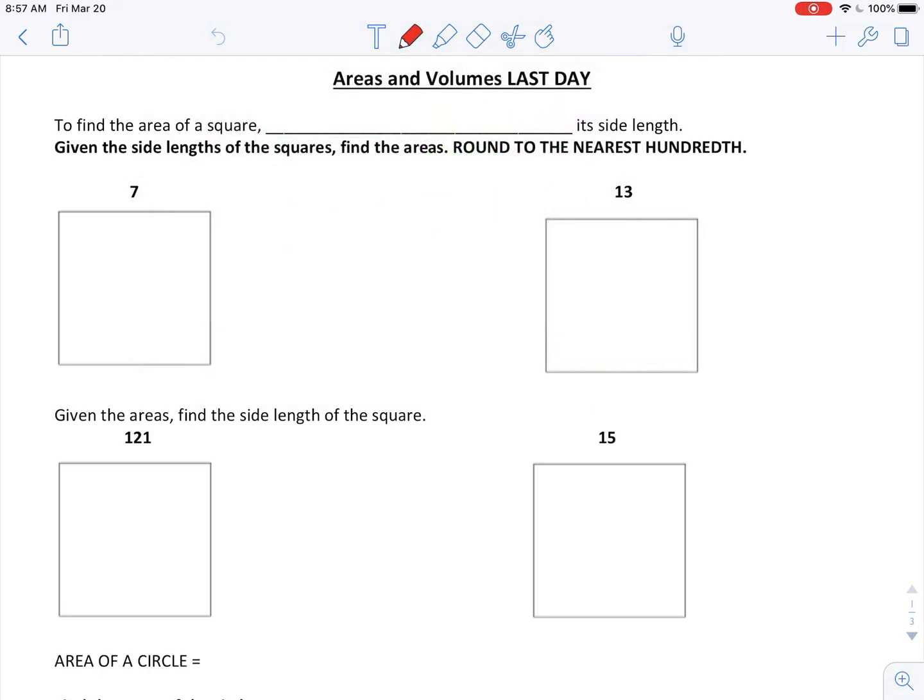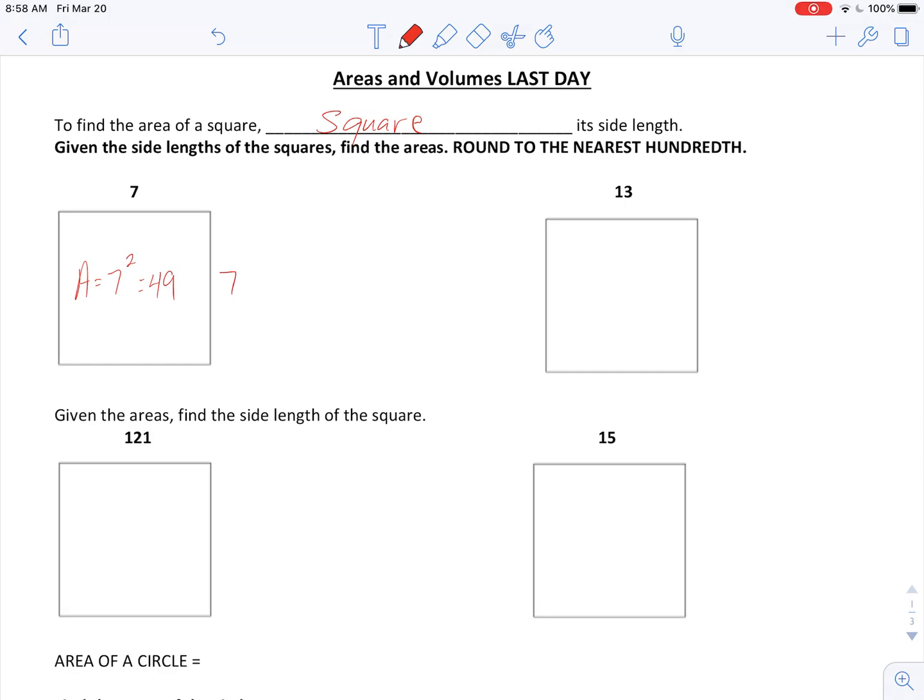Now, we're going to review finding areas and volumes here. So to find the area of a square, remember we take our length times our width. But what do I know about the sides of a square? Well, they're all the same. So length times width just ends up being side length squared. So we square its side length. So 7 squared is our area here, which is 49.